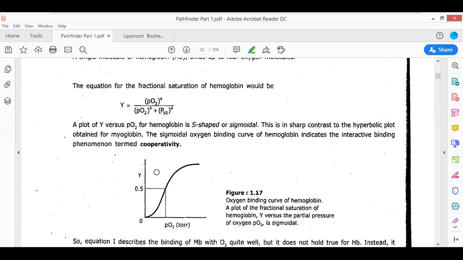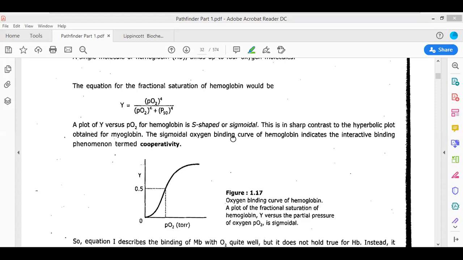And here you will get a graph that is not hyperbolic. This graph would be S-shaped or sigmoidal in nature. And the sigmoidal nature of the graph indicates positive cooperativity. See this? The sigmoidal oxygen binding curve of hemoglobin indicates the cooperativity that is referred to as positive cooperativity.